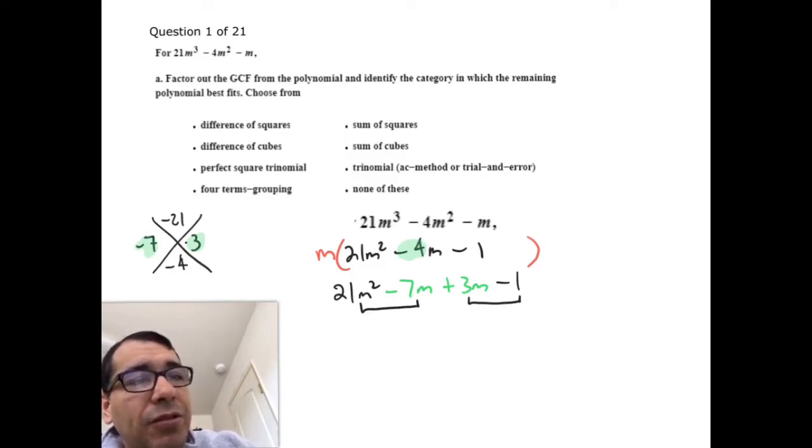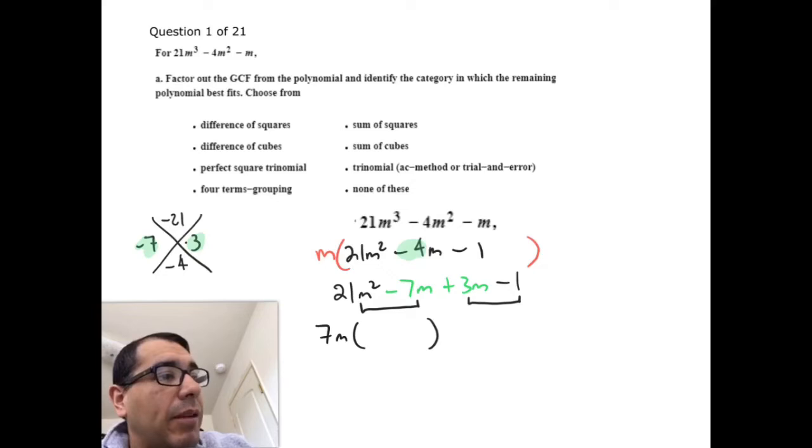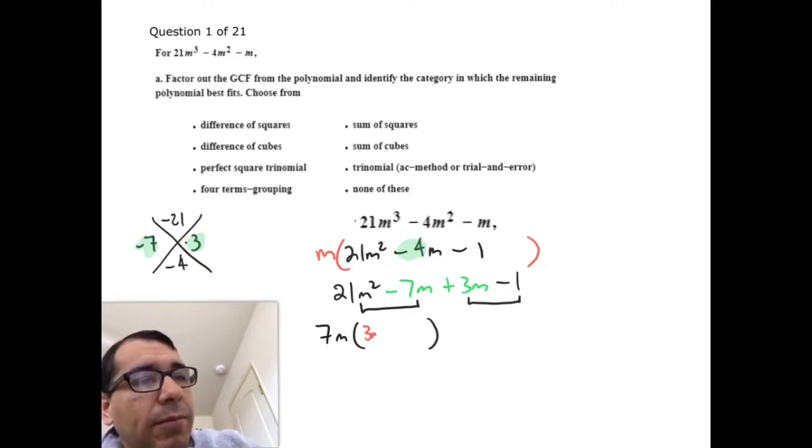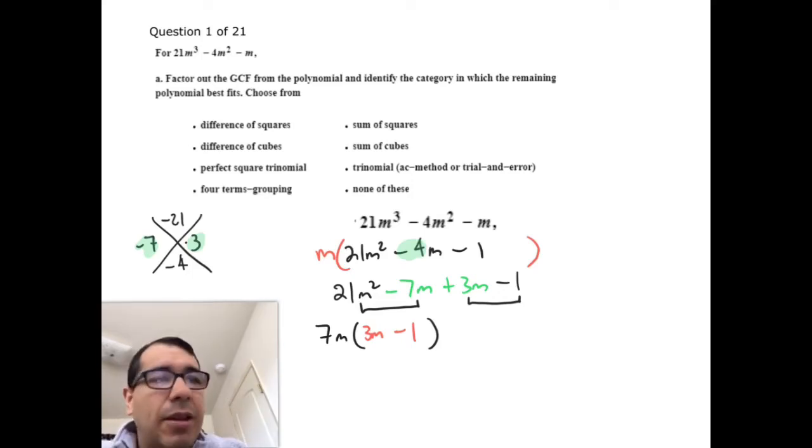All right, the first two terms, they have a 7M in common, right? The biggest number I could divide by is 7, and they both have a 1M in common. And in parentheses, we're left with 3M minus 1 when you divide both of these by that 7M. And you could always check it, right? 7 times what gives me 21, 7 times what gives me 7, right? Use that type of logic.